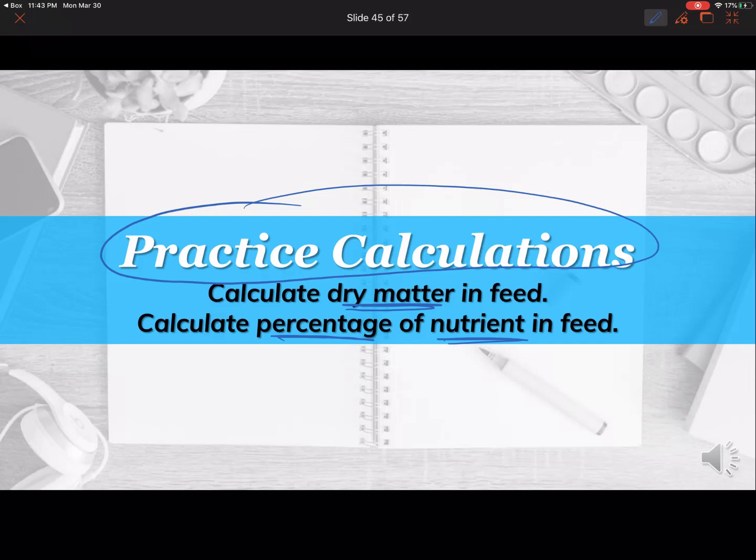So you're going to be doing 2 practice calculations today. The first one is you're going to be able to calculate how much dry matter is in a feed. Dry matter is all of the nutrients except for water. It's just an estimation of all of the nutrients in a feed, subtracting the moisture or the water. Then I'm going to ask you to calculate a specific percentage of a nutrient in feed.